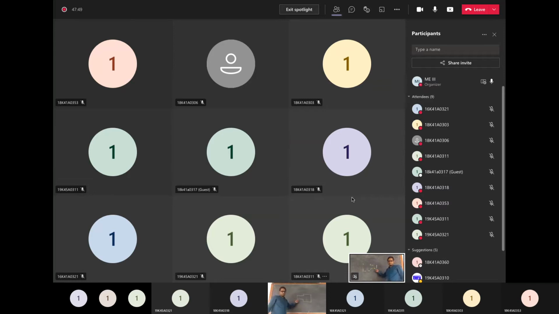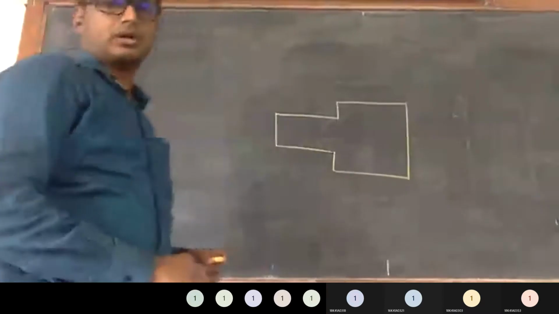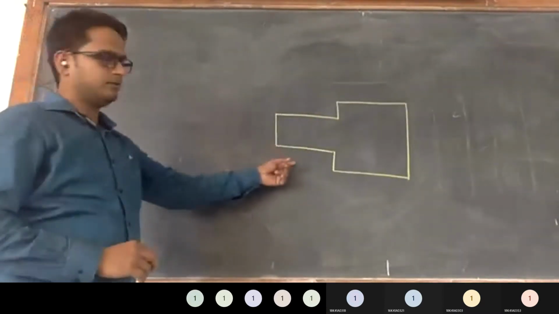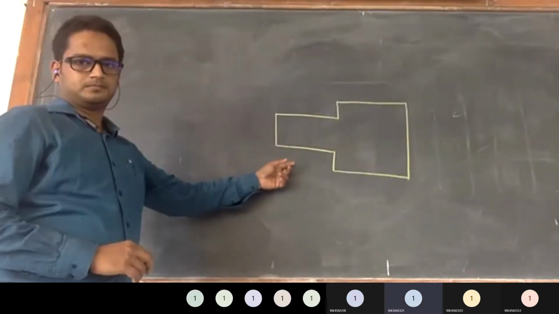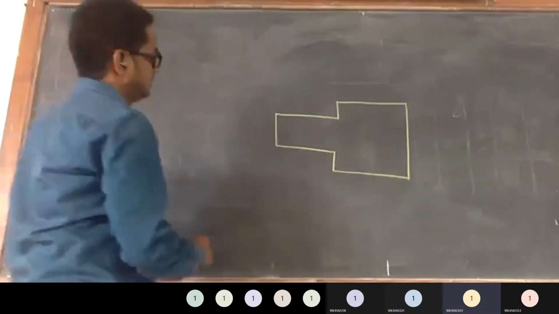Is this visible, Arbaz? No, sir. Visible or not? Visible, sir. Okay. Now you tell me, is it visible? Yes, sir.